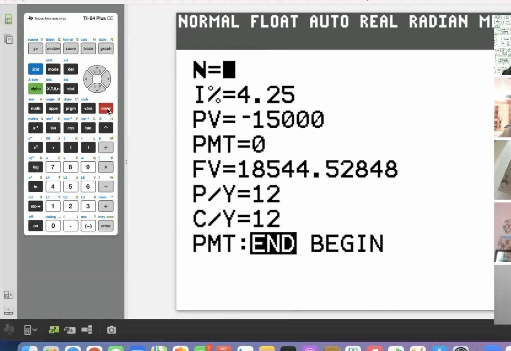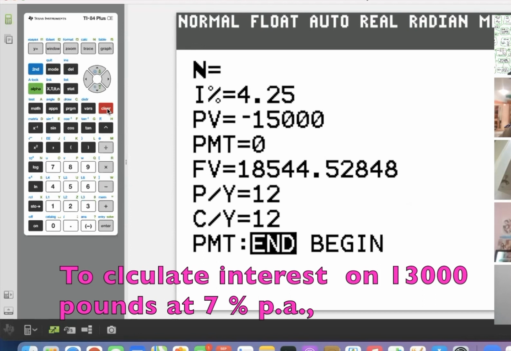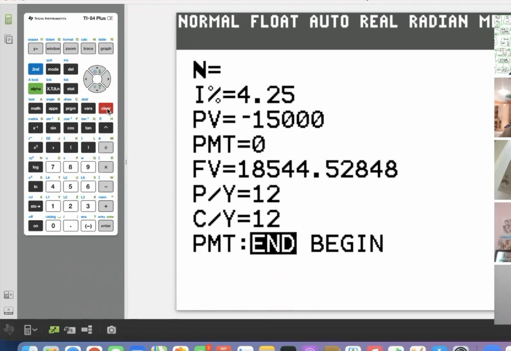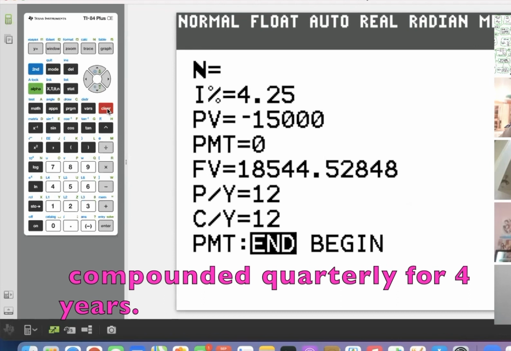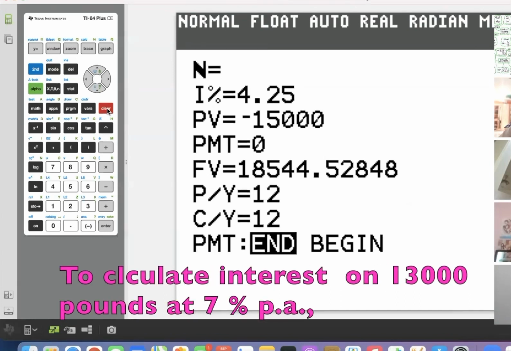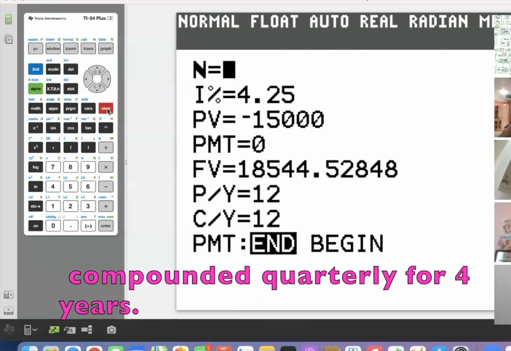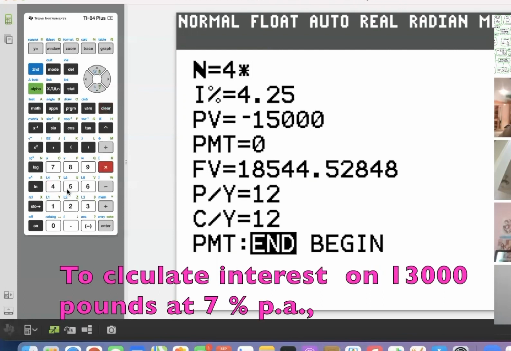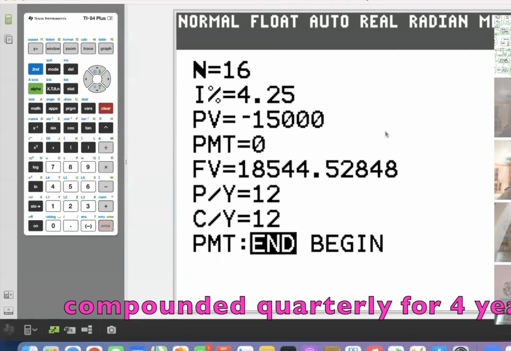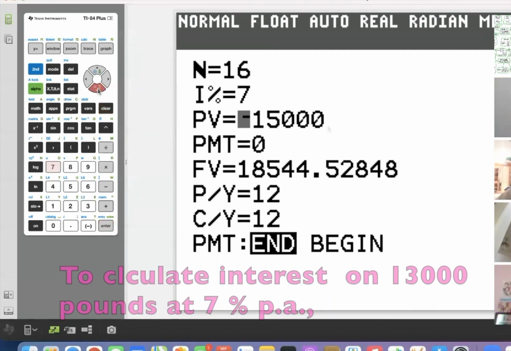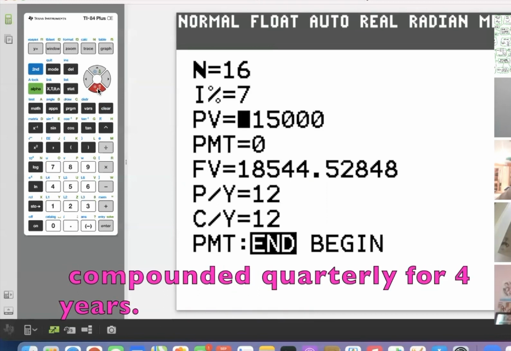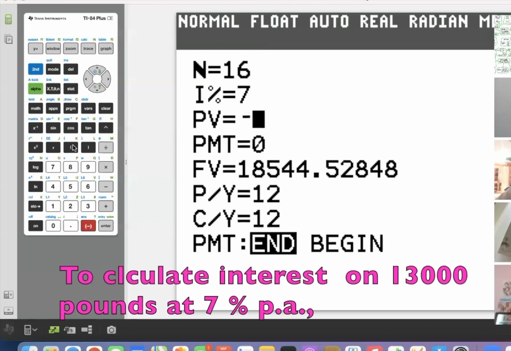We read the question. Calculate the interest earned on an investment of 13,000 pounds for 4 years at 7% per annum compounded quarterly. So how many compoundings will be there in 4 years? In 1 year, there are 4, so 4 times 4. Is that clear? Compoundings will be 16. So enter 7%. Then we have PV, present value, negative 13,000. We want to calculate interest.